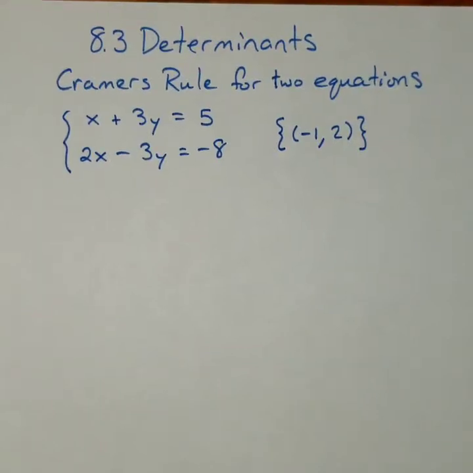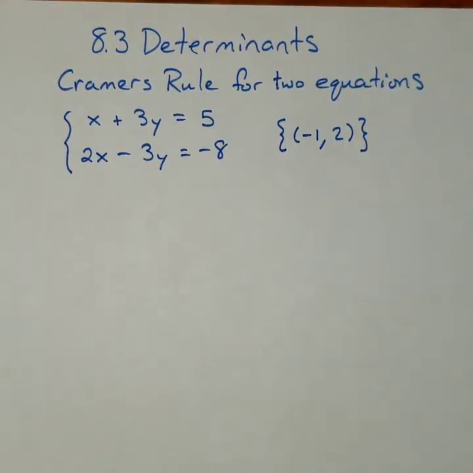Okay, so the next topic here in section 8.3 is called Cramer's rule. It's a formula, or a trick really, to solving systems of equations using determinants. I'm not going to go through and derive how this rule works. You're going to have to trust me that it does.